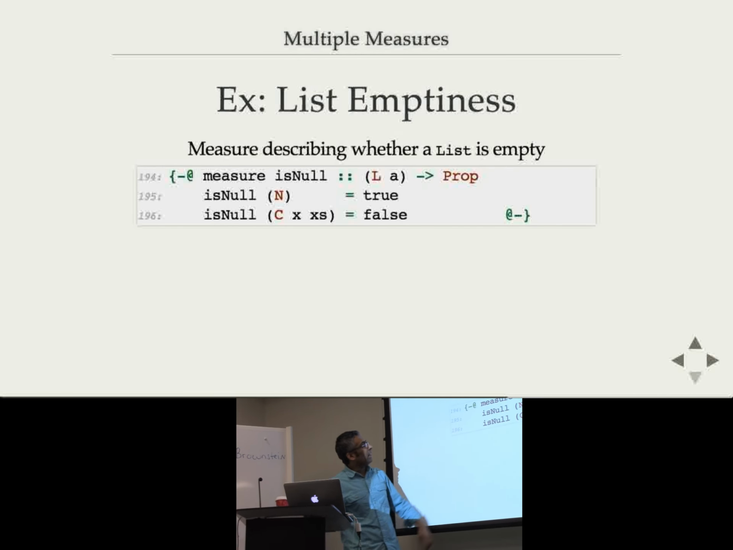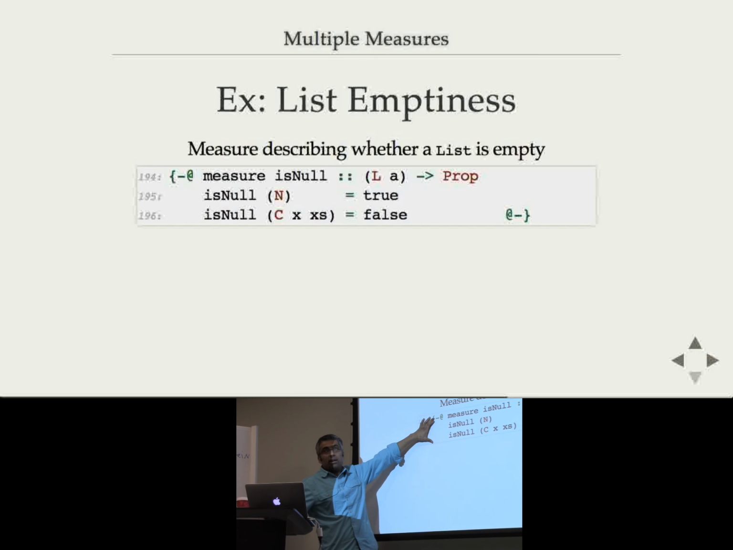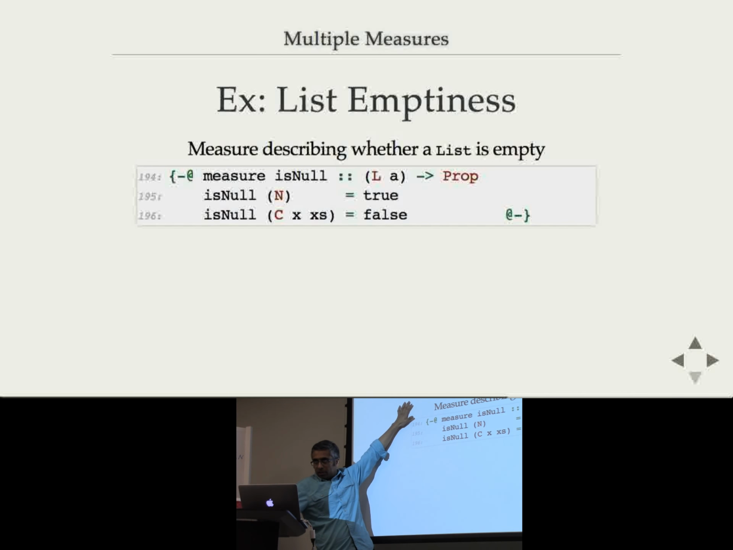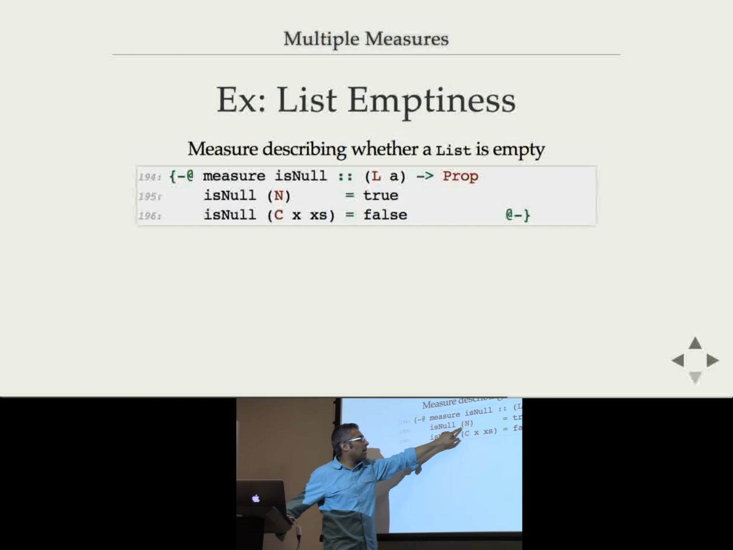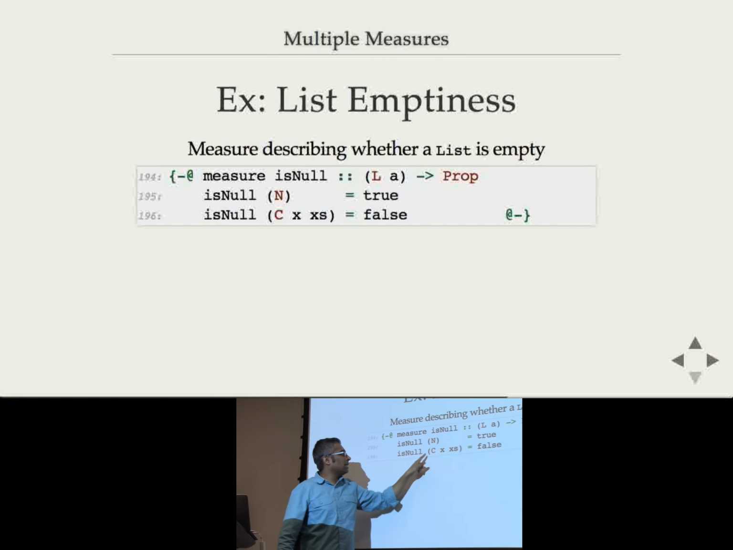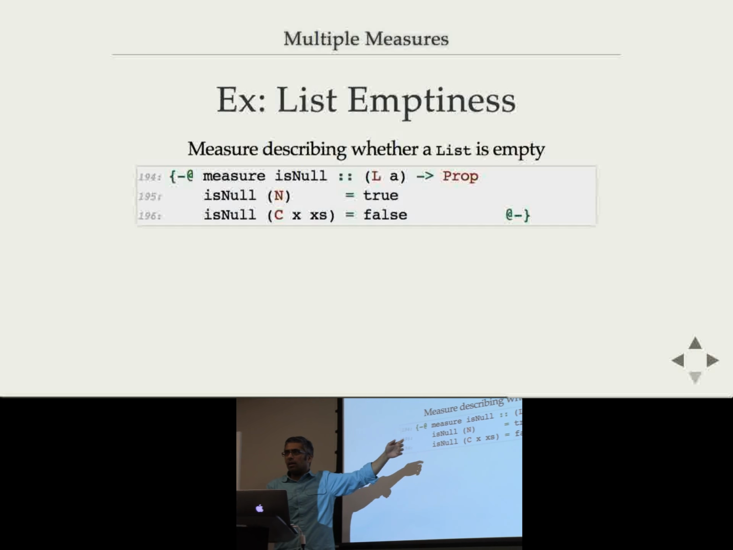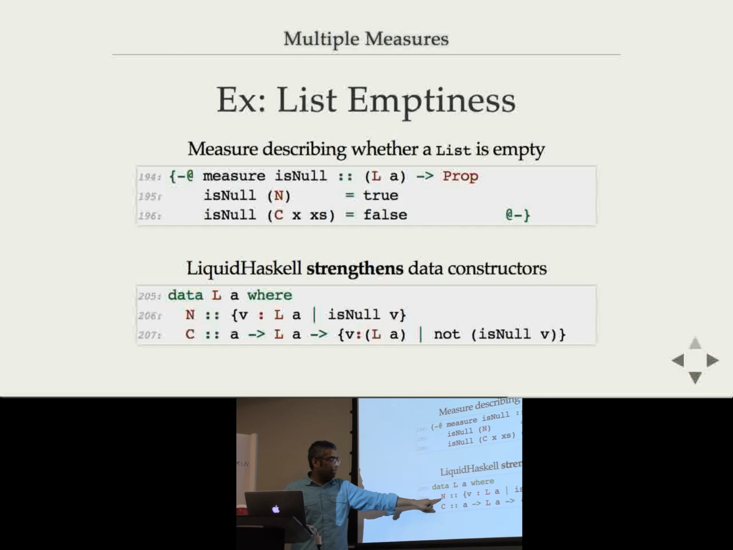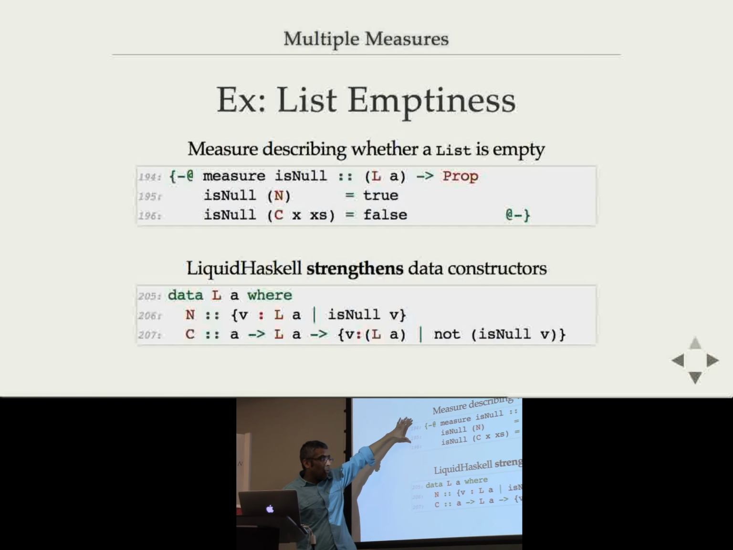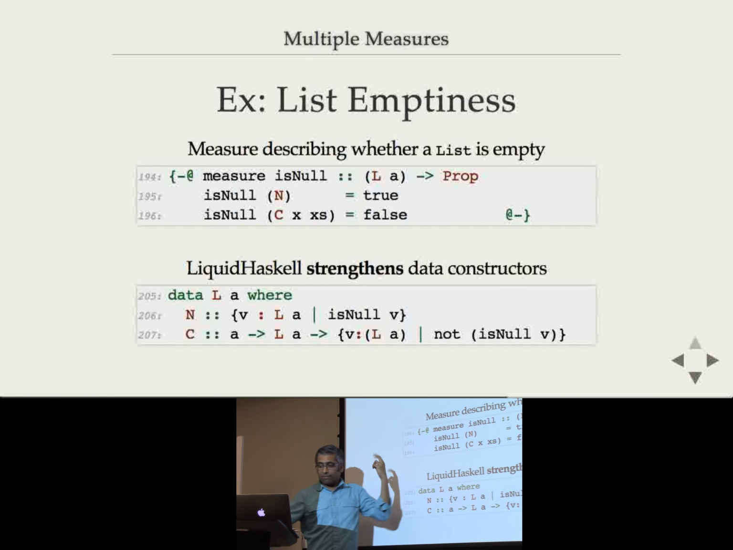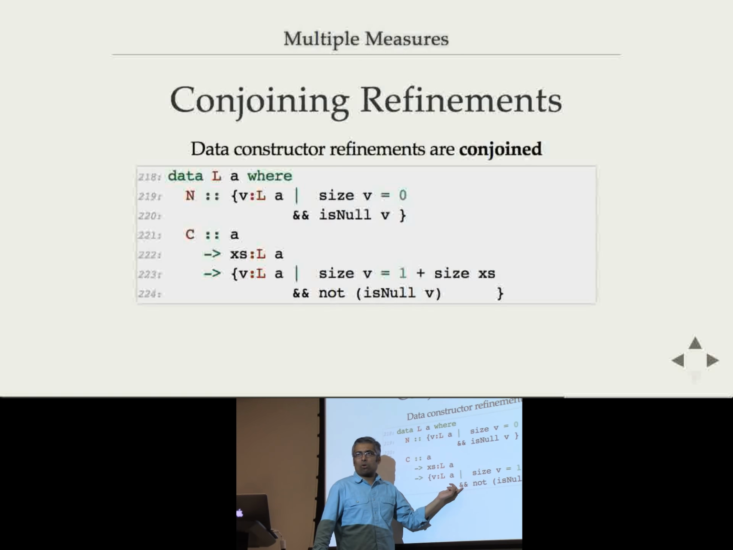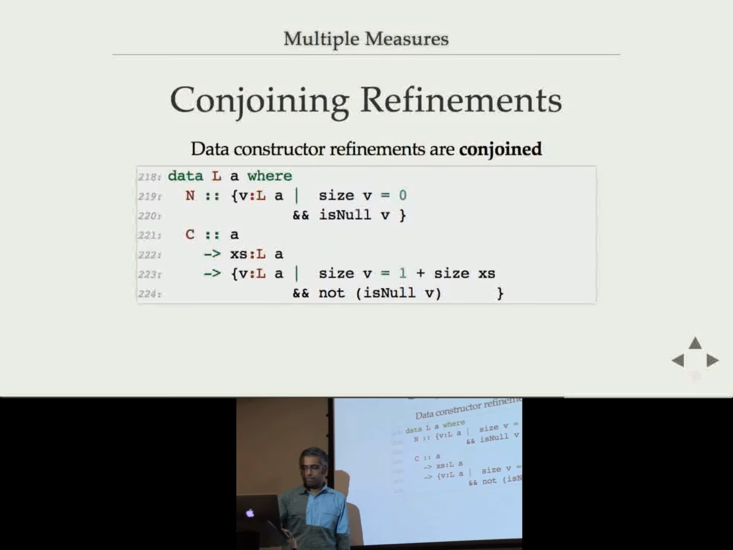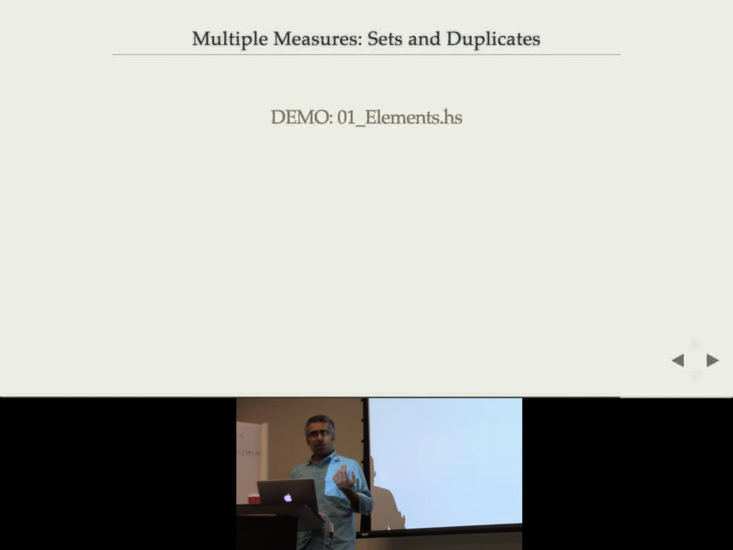Okay, so here's an example. If I just have my same list, I already showed you a thing for the size. Here's one for is the list empty or not. So an is null measure. Is null of nil is true. Is null of cons is false. And all that happens is that same data constructor trick. If I only had one measure, I would get these. But if I have two measures, well, it's logic. When you have AND, you can just keep slapping more and more of them on. And this turns out to be a very handy thing.